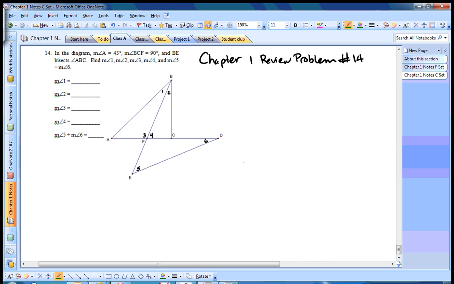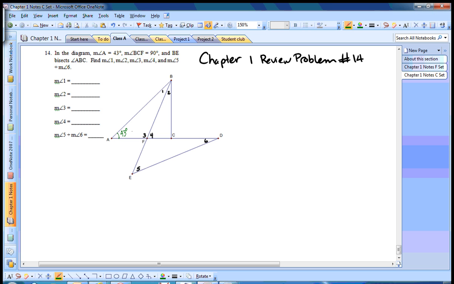Okay, so I'm going to do number 14 in their Chapter 1 review problems work packet that you received. So the first thing we're going to do is read the instructions. We've got a diagram, and apparently the measure of angle A is 43 degrees. I'll label that.